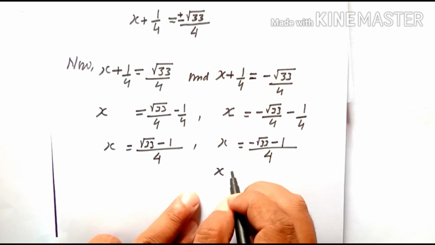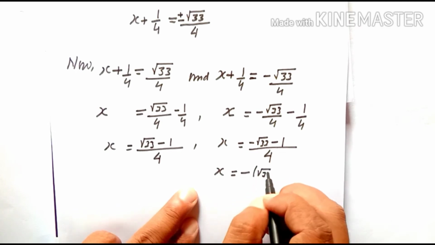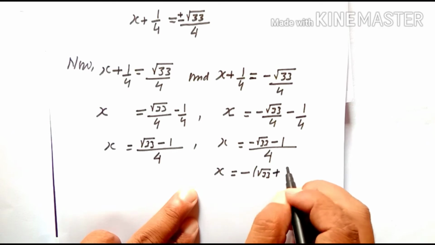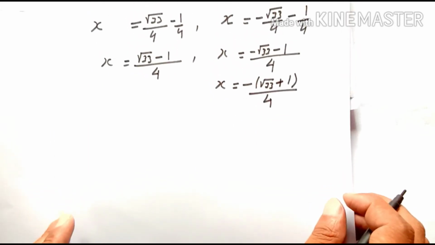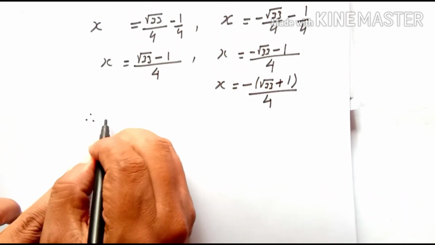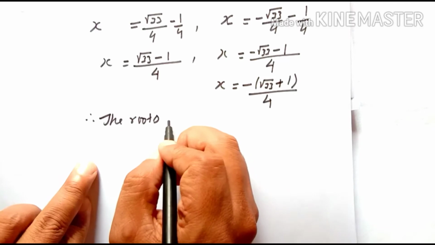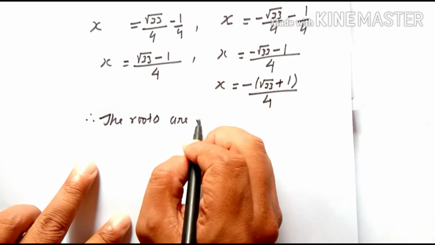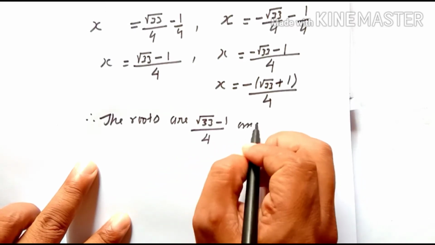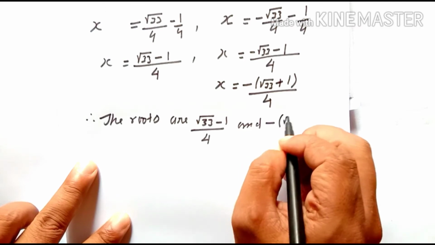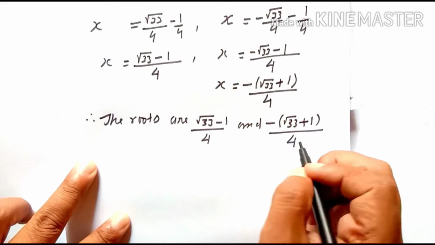If you want, you can add one more step by taking the sign common. So negative, we are taking out here, root of 33 plus 1. We can close the bracket, divided by 4. So give the conclusion by saying we are asked to find the roots. Therefore the required roots of the given quadratic equation are, the first one, root of 33 minus 1 divided by 4, and the second root, negative within bracket root of 33 plus 1, we can close the bracket, divided by 4.